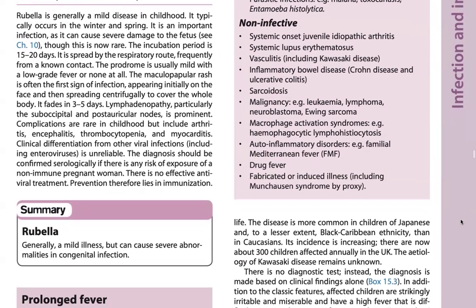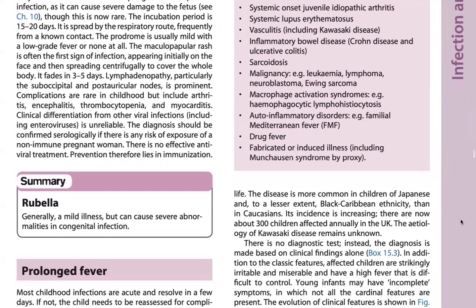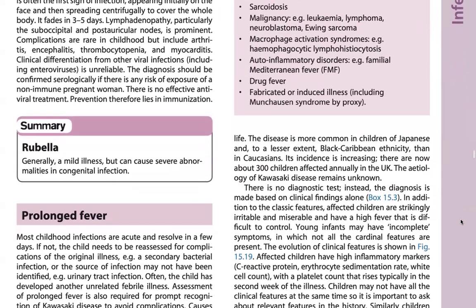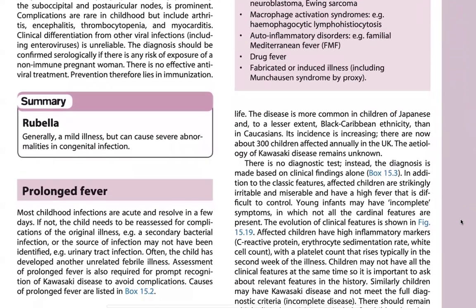Summary: rubella is a mild illness but can cause severe abnormality in congenital infections. Prolonged fever. Most childhood infections are acute and resolve in a few days. If not, the child needs to be assessed for complications of the original illness, that is, secondary bacterial infection. The source of infection may not have been identified, that is, UTI. Often the child has developed another unrelated febrile illness.